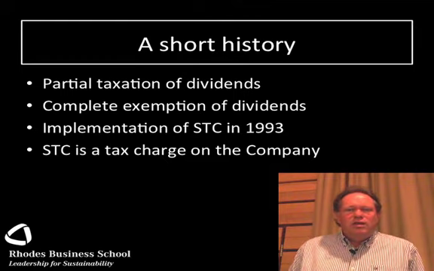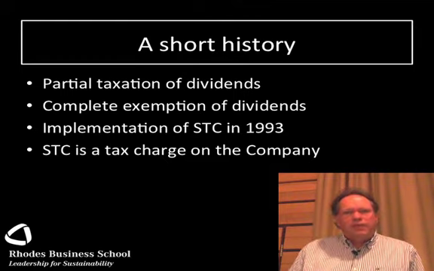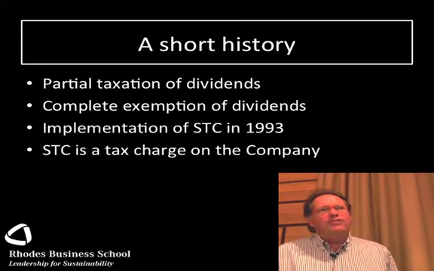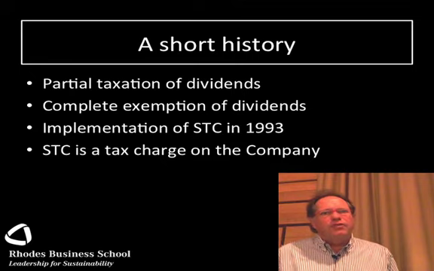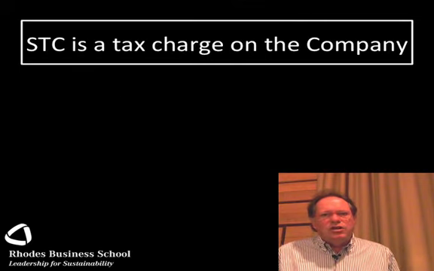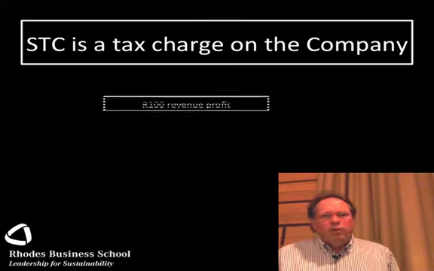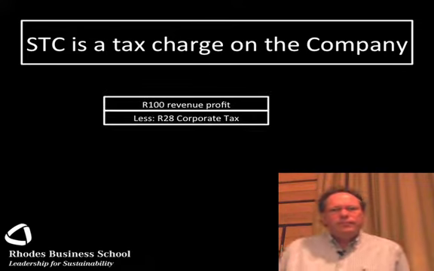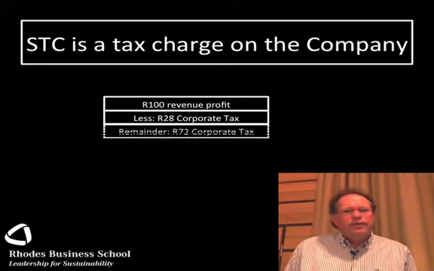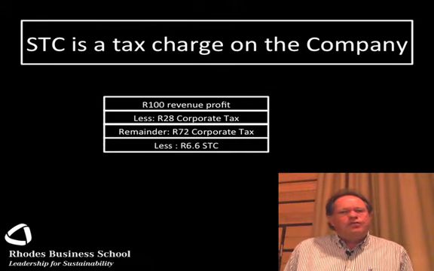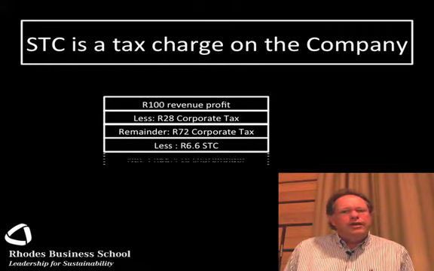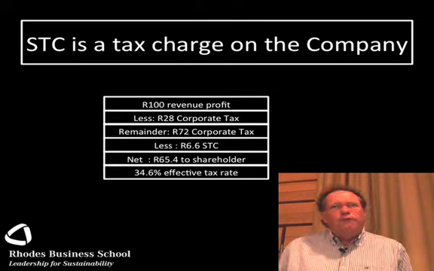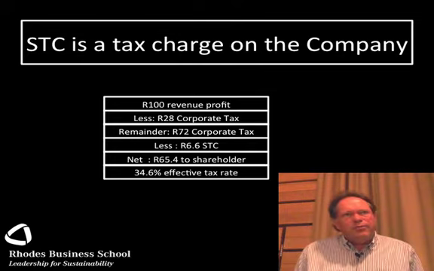And for the individual investor, whether he pays the tax in the company or the tax in his own name really doesn't make much consequence, but it has an enormous consequence for the international investor. Because the international investor says, hang on, what you've got is a situation where you take 100 Rand revenue profit, less 28 corporate tax, 72 distributable, but if I distribute, I pay 6.6 STC, leaving me with an effective tax rate in South Africa for a foreign investor of 34.6%.